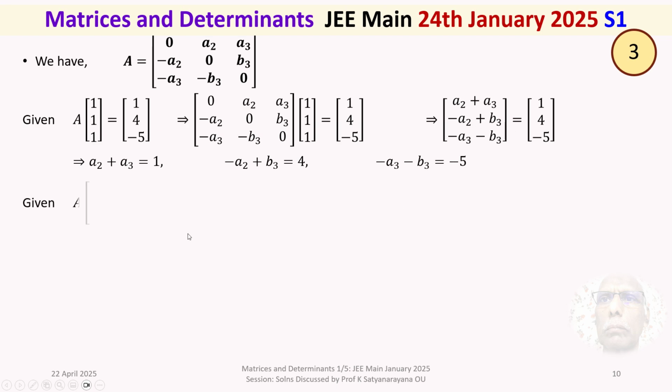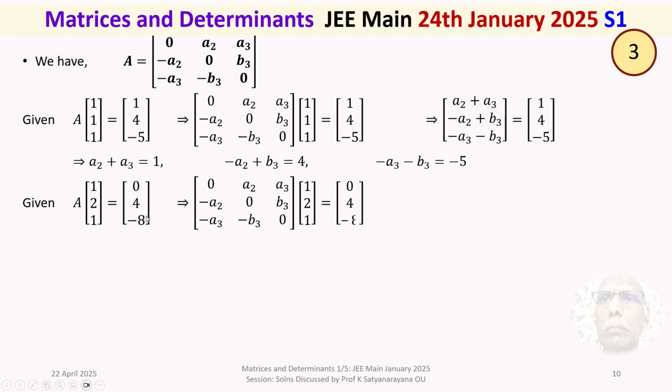We are also given A multiplied by the column vector (1, 2, 1) is equal to the column vector (0, 4, -8). Multiply and you will get this one. Now they are equal. Therefore, 2a2 plus a3 is 0, minus a2 plus b3 is 4, minus a3 minus 2b3 is minus 8.